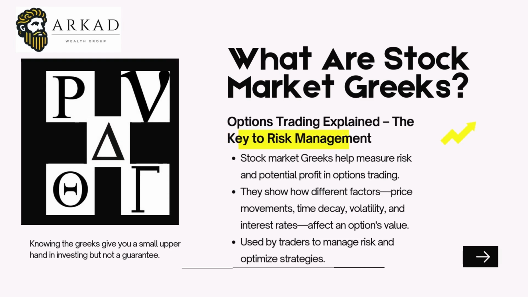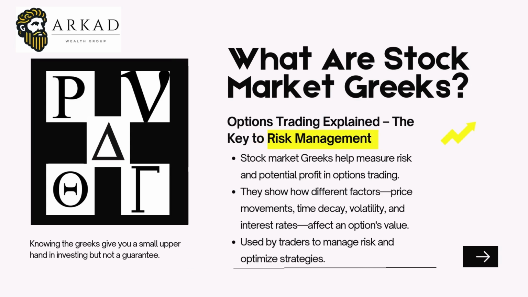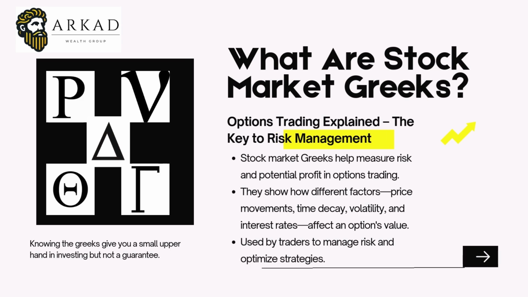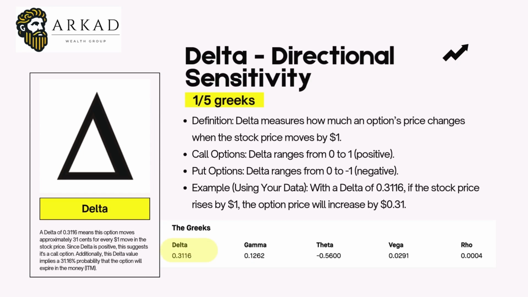Options trading comes down to risk management. The Greeks help you measure risk and potential profits in options trading. They let you know exactly what you're entering into and what to expect when you enter. They show how different factors, price movements, time decay, volatility, and interest rates, affect an option contract's value. They're used by traders to manage risk and optimize strategy. However, this isn't a guarantee to help you trade, but it is guaranteed to give you a small upper hand on what you're trading. Know exactly what you're trading with and how.